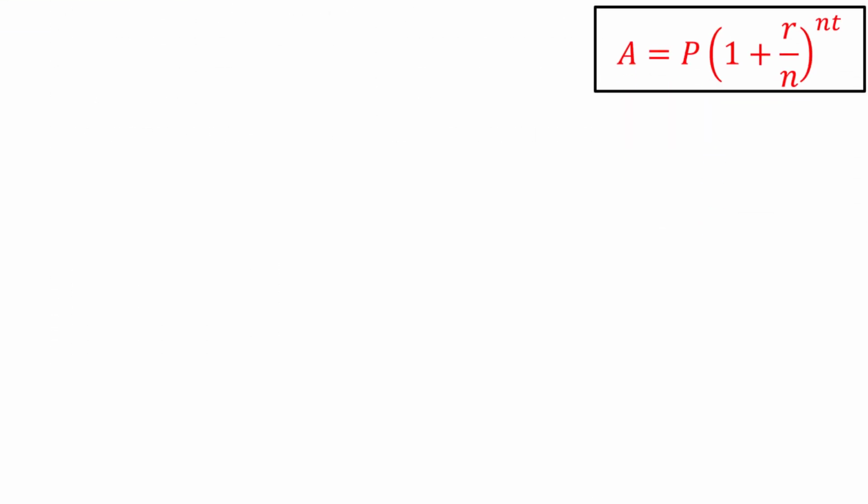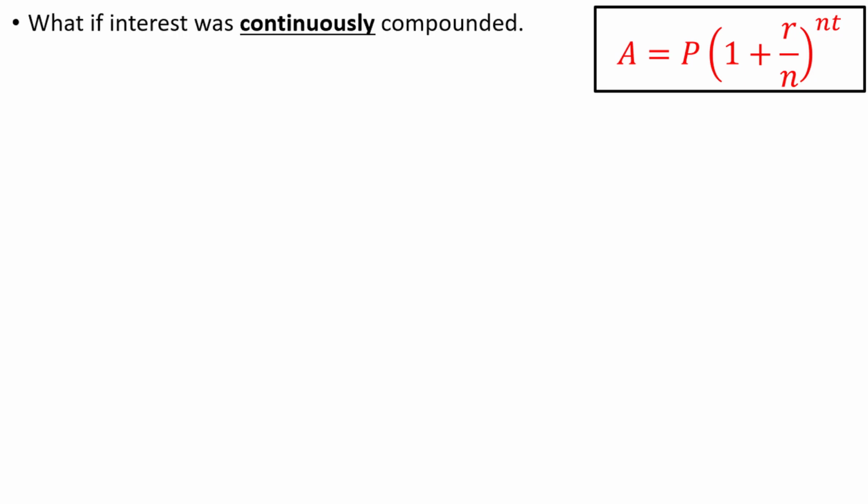Okay, it's time to discuss continuous compounding. What if instead of earning interest every year, or every month, or every day, we actually earned interest every single moment, continuously? You might think that would mean your interest would be infinite. If you are constantly earning interest, wouldn't the amount just explode?